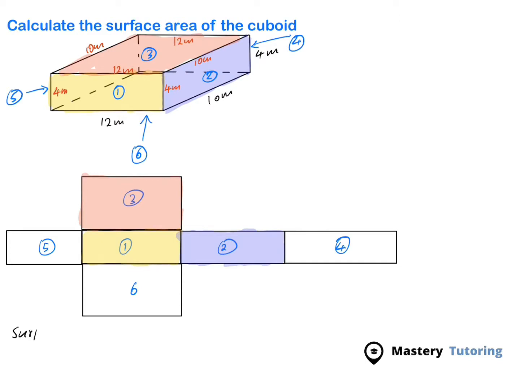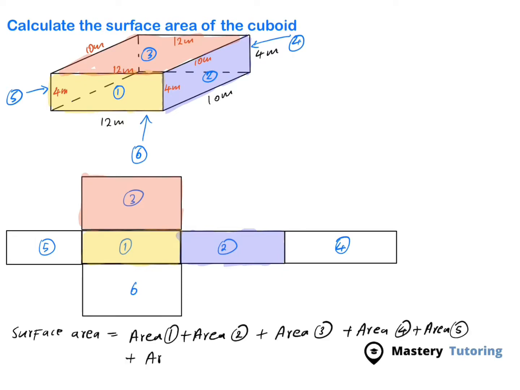So surface area is going to be area 1 plus area 2 plus area 6. We have 6 areas or 6 surfaces, therefore we're going to have 6 areas that we're going to have to calculate and put them all together. So let us put in the dimensions as we've already put them around the shape. So this is given to us when looking at the shape.